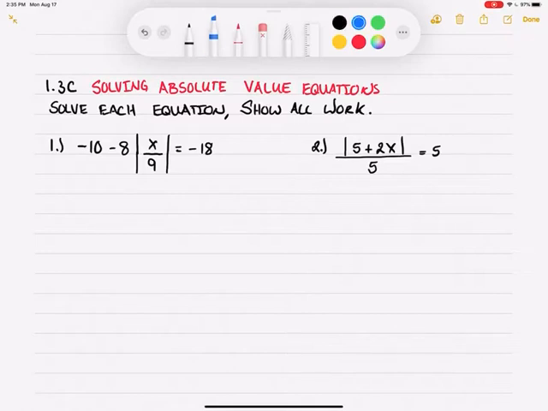So in example 1, I have negative 10 minus 8 times the absolute value of x divided by 9 is equal to 18. So I have this absolute value here, and I need to get everything else away from it, meaning everything needs to go over to the right side of the equal sign. So the first thing I'm going to do is move the negative 10 by adding it to both sides.